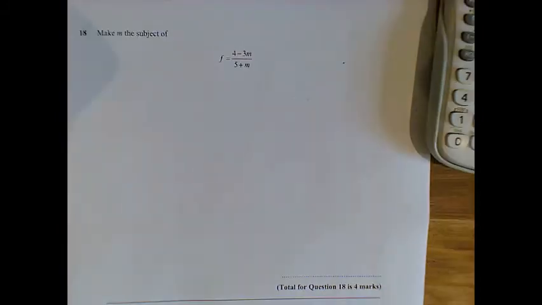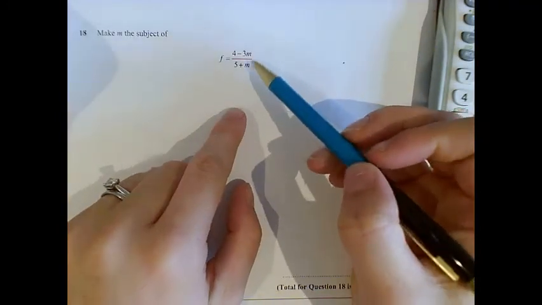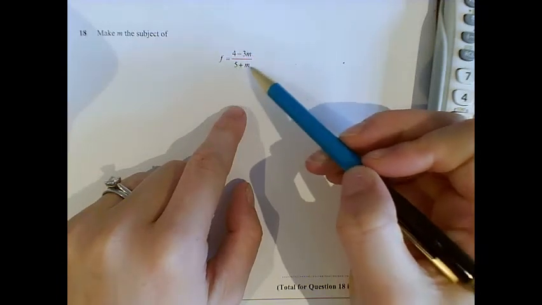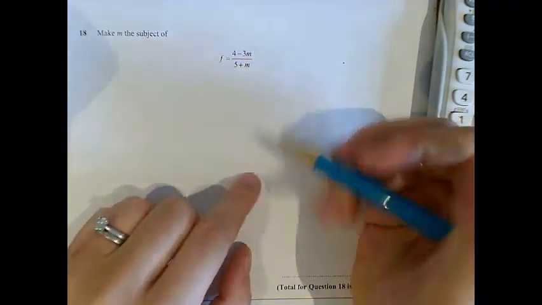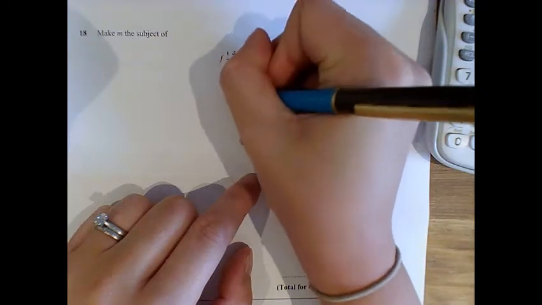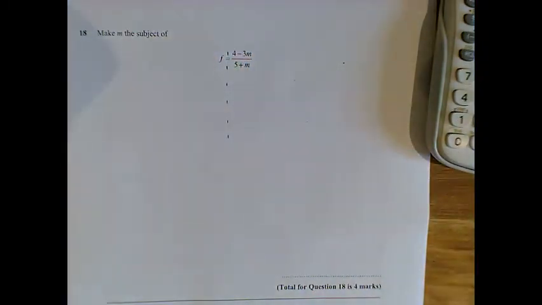Okay, make M the subject of the formula. Now this is more difficult because the M is appearing twice. So we've got M here and we've got M here. Now my class or students I've taught, I normally get to do a dotted line. You can just visualize that dotted line. What you do to one side, you do to the other.